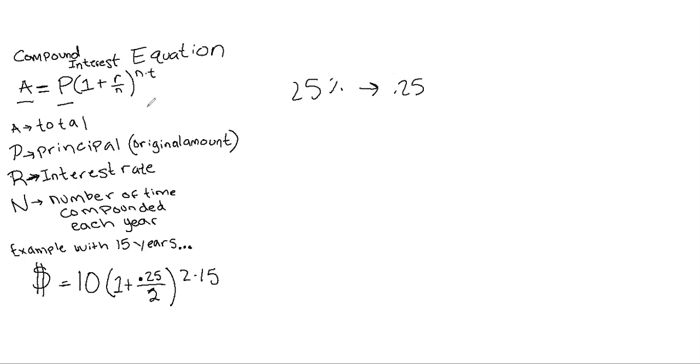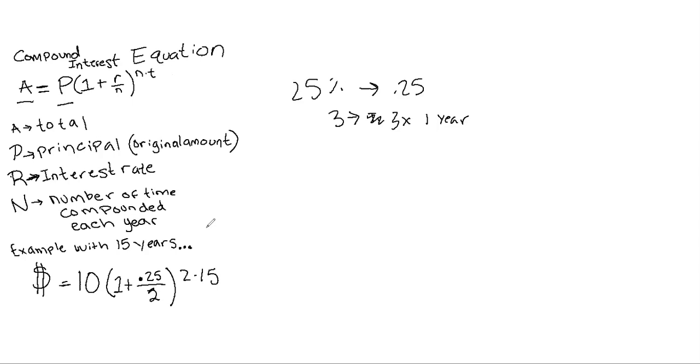N represents the number of times compounded each year. So let's say we hit 3, that would be triannually. So that would be like 3 times in 1 year. And that's what that number means, is how many times in your time frame do you pay it. And then T represents your years, or the amount of time that you have.